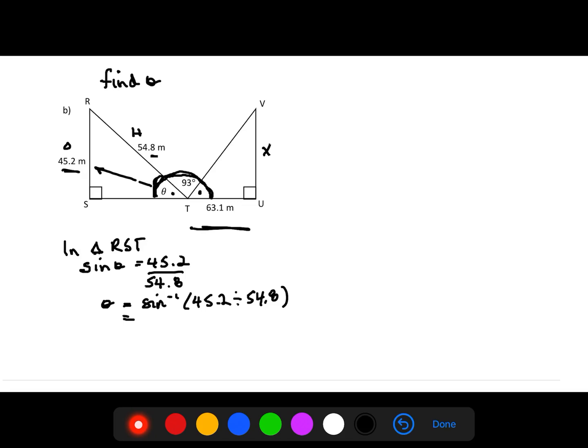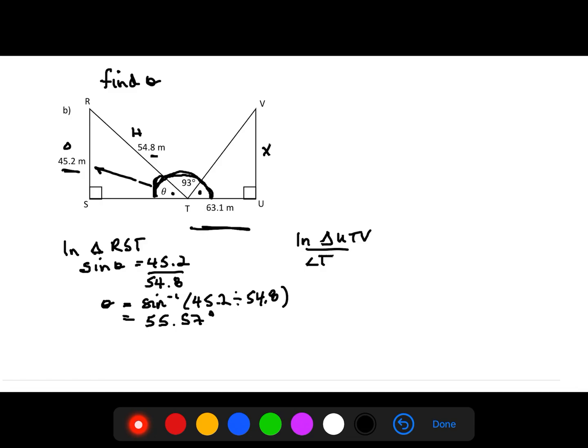So when we do that, we find, and again, we're going to keep this to an extra decimal place because we want to use this in the next step. So theta is 55.57. So now we know what theta is. We know that in triangle UTV, we can now find angle T.